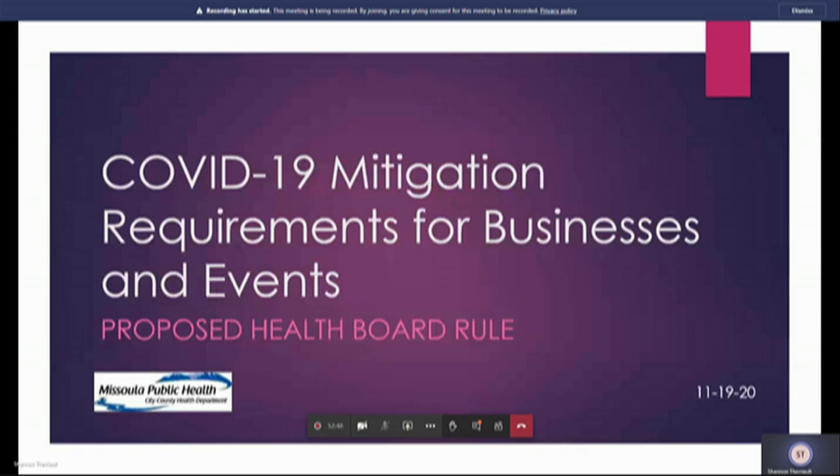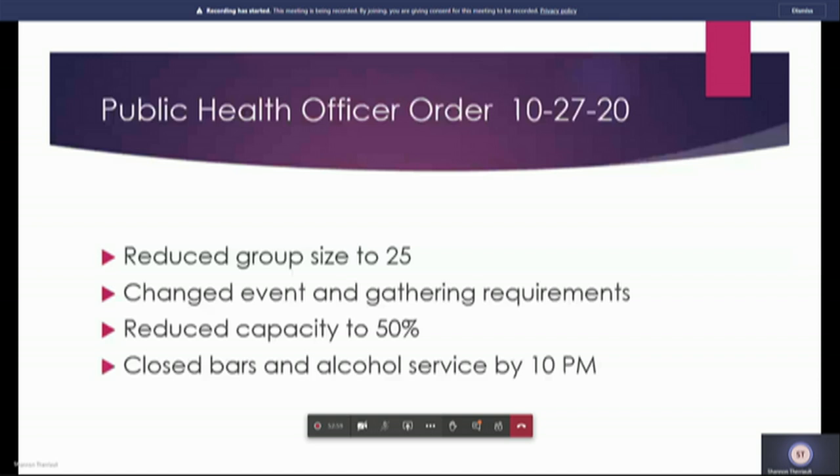And then locally, we have had a health officer order that has changed over time to address gaps and local processes. And then once the cases started going up, as Ellen has already said, the health officer worked with the health board and community leaders. And since October 27th, we've been working under a new public health officer order.